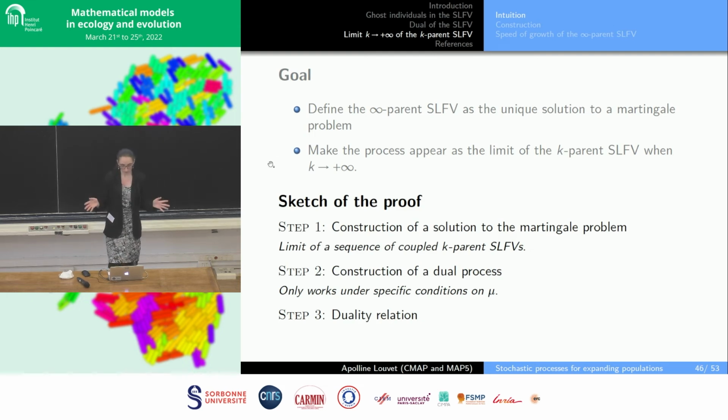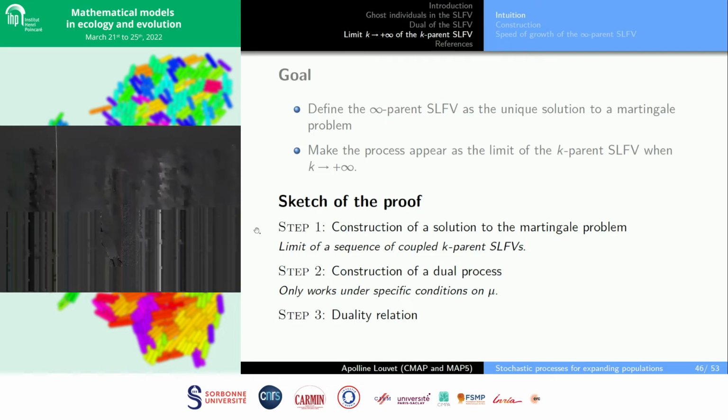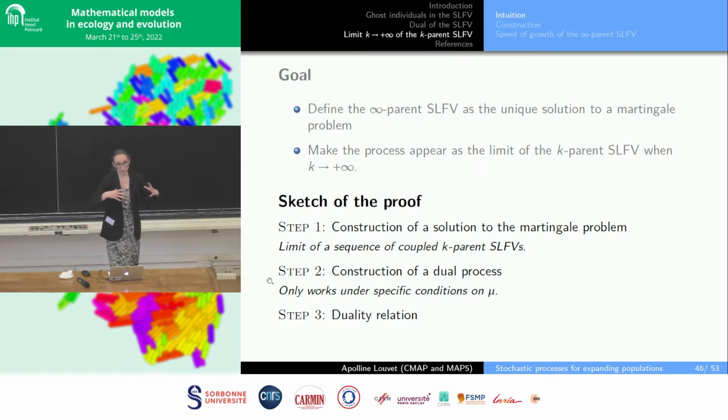In order to do so, I used the standard proof for showing that a martingale problem admits a unique solution. So first, show that the martingale problem admits at least one solution. And this solution was constructed as the limit of a sequence of coupled k-parent SLFVs, which also fulfilled the second goal directly. And the second step was to construct what we wanted to be the dual process, and then establish the duality relation to show that our martingale problem had exactly one solution.